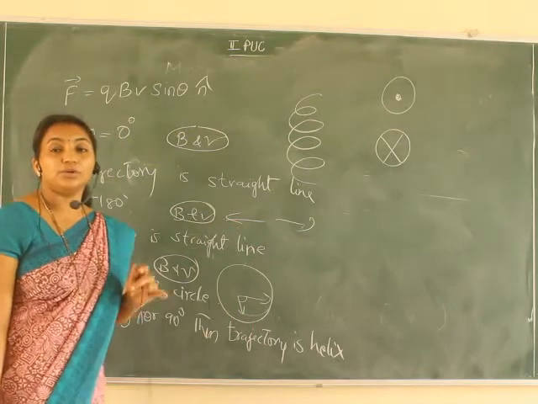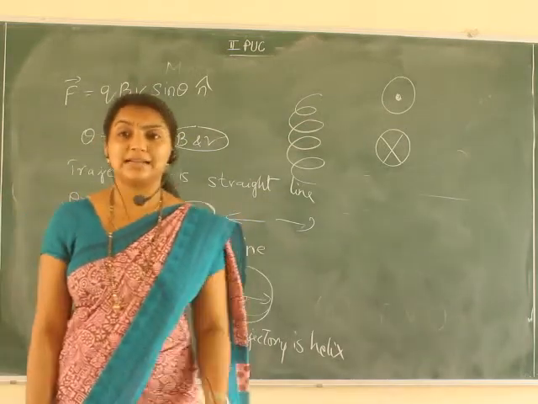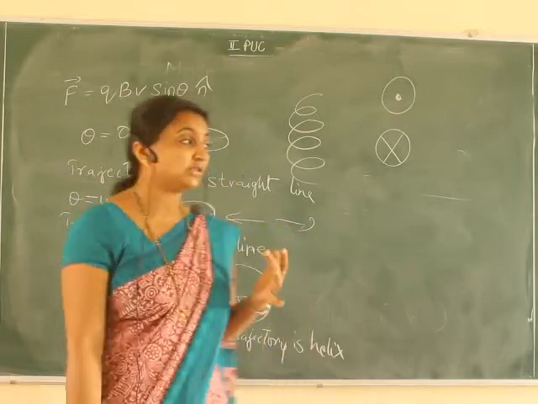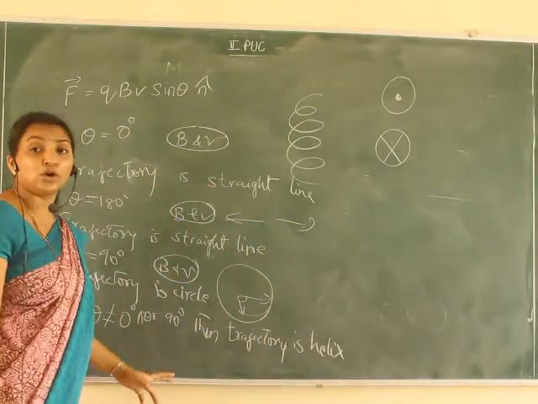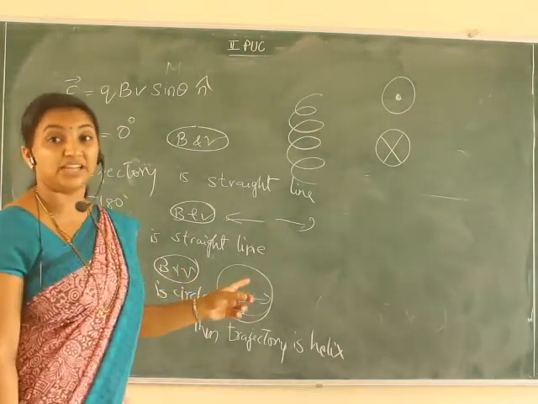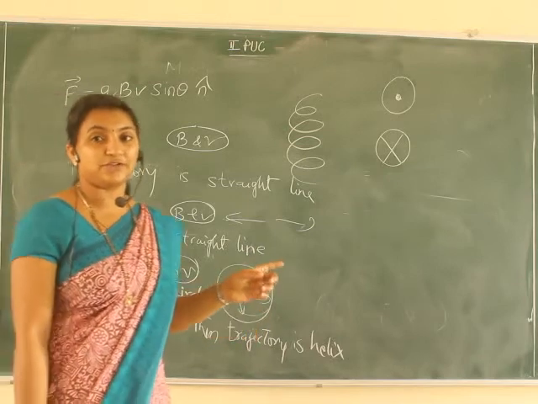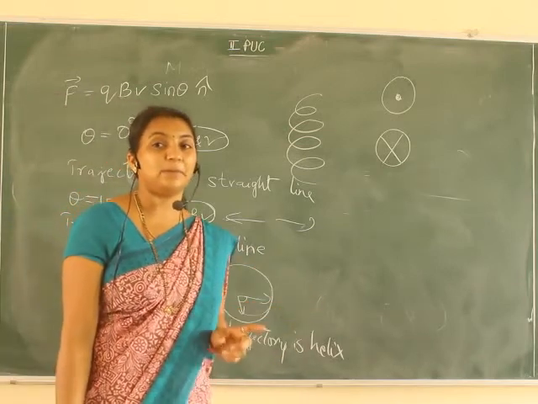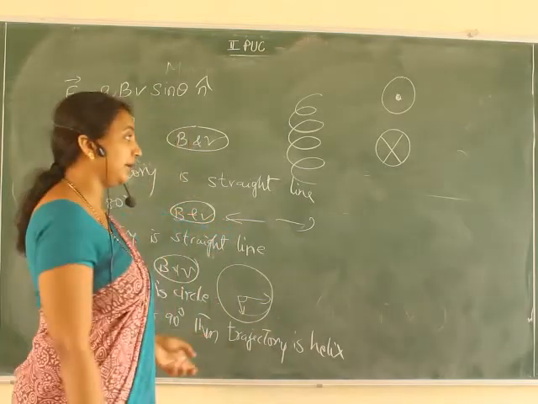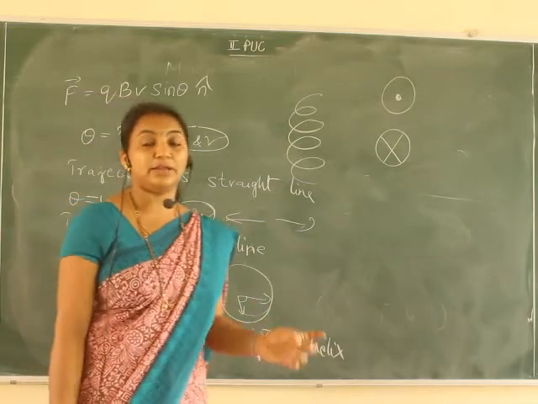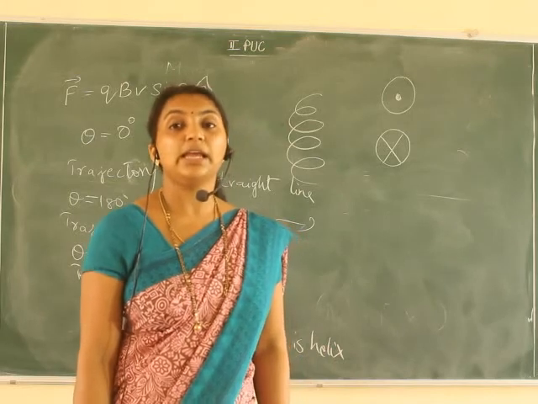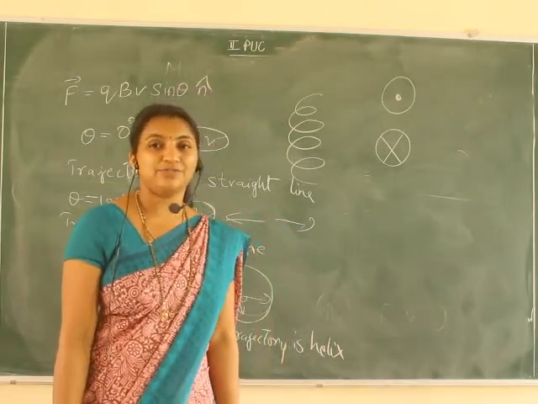I hope you will write notes properly. Please write Fleming's left hand rule, thumb rule, Lorentz force, and these few note points in your notes. The derivation is important for 3 marks. The derivation of F is equal to Bil sin theta is very, very important for 3 marks. I hope you will learn it properly, and these formulas are also very important for solving problems. In the next class, we will learn about the radius. Okay, fine. Thank you.